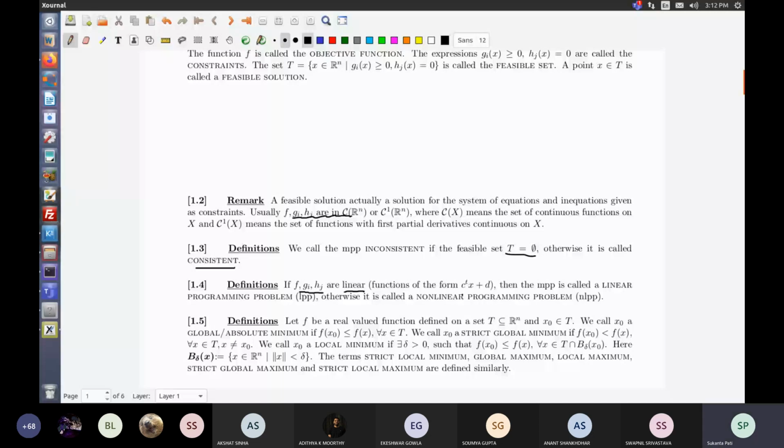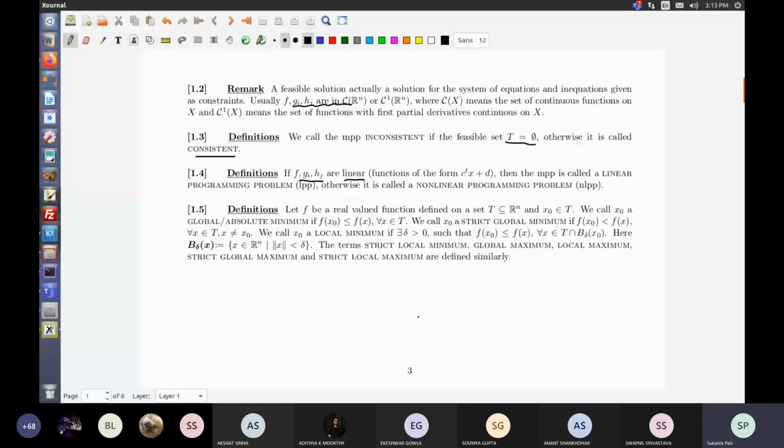Then comes the definition of... when I'm scrolling, these things are visible. Now these definitions of global absolute minimum, all these things, are they visible? Yes, sir. Okay, thank you.